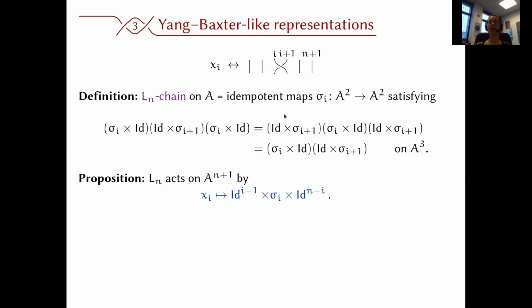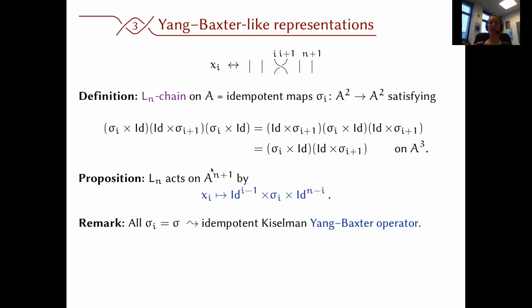I call an Allen chain on a set a collection of idempotent maps that satisfy this condition on A times A times A. This condition is just one of these relations defining the Hecke-Kiselman monoids, which is written down. And this definition is made for the following proposition to be true. The linear Hecke-Kiselman monoids will act on n copies of A by this relation. It means that you apply the corresponding sigma i to the copies of A which you find in the positions i and i+1. It is precisely the thing dictated by your diagram.